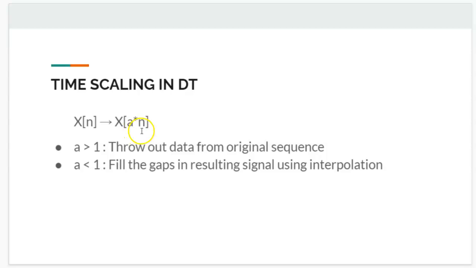But this 1 by 3, the argument, cannot be fractional. It has to be an integer. It cannot be a fraction or rational number. So that is the point. You have to miss out 1 by 3, you have to miss out 1, 2, and go straight to 3. Only then will that correspond to x of 1. So it's basically like spreading out the sequence and leaving gaps in the resulting signal. So how do we fill those gaps? That can be filled using interpolation. So these are the key concepts while you deal with time scaling in discrete time.